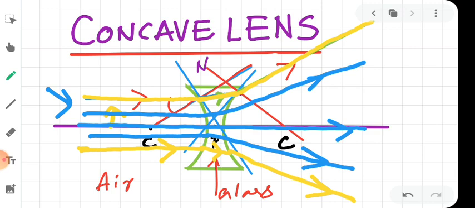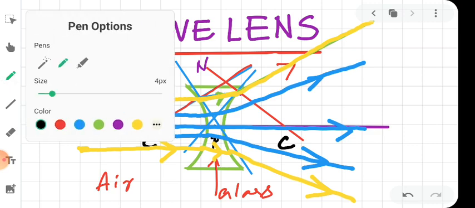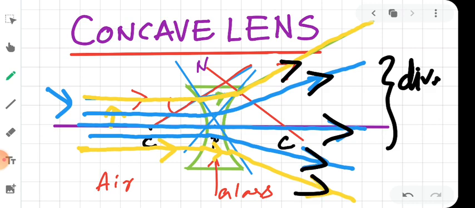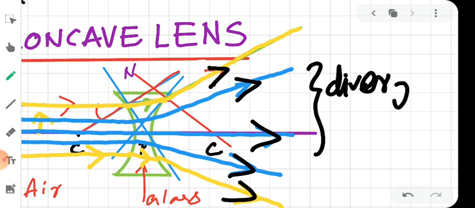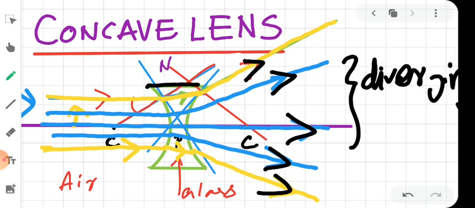But on the other side, what happens? These light rays, what are they doing? They are diverging away because they are going away from one another. This is going that way, this is going that way, and that way, and that way. So they are separating away from each other, and such a situation is called diverging. Okay, so this is why a concave lens is called a diverging lens.